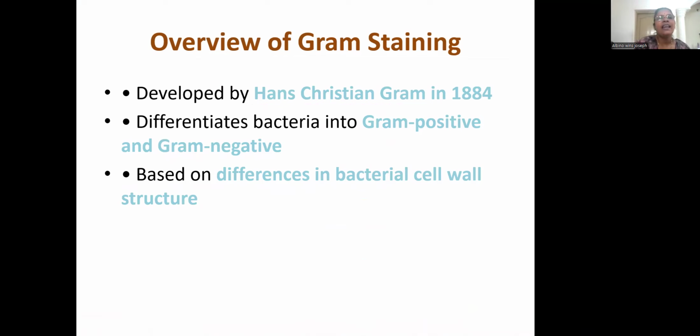So in the first slide, we can see the overview of gram staining. Gram staining was first developed by the Danish bacteriologist Hans Christian Gram in 1884, and he was the first person to develop this gram staining technique. It is used to differentiate gram-positive and gram-negative bacteria, and this technique solely depends on the differences in bacterial cell wall structure.